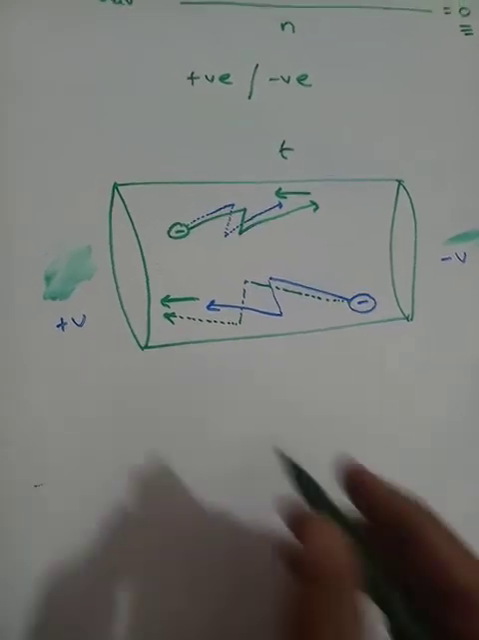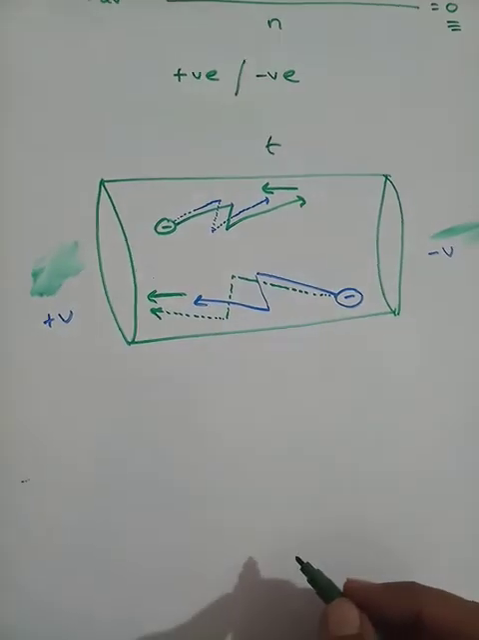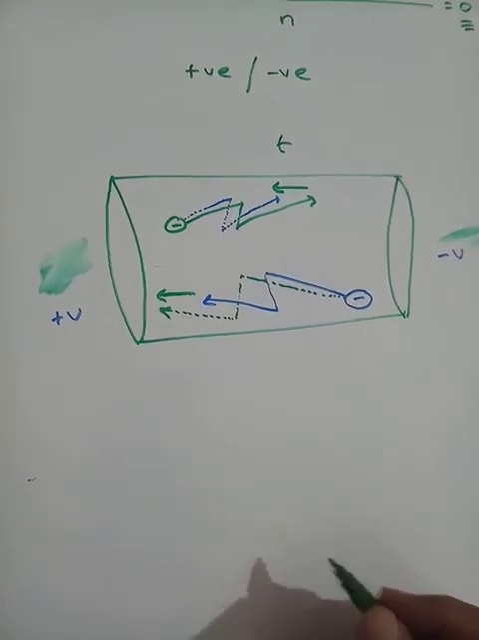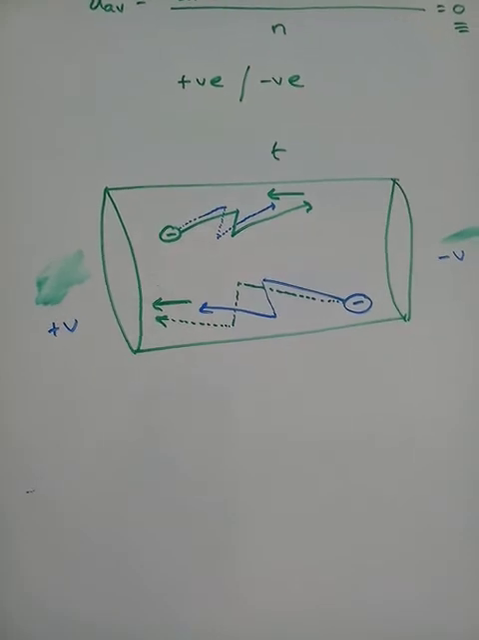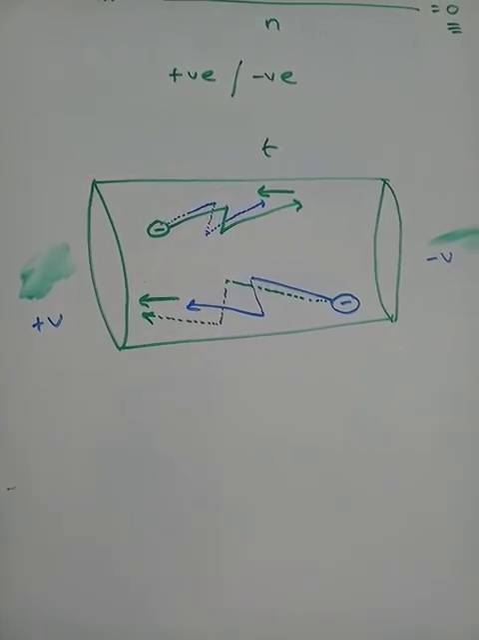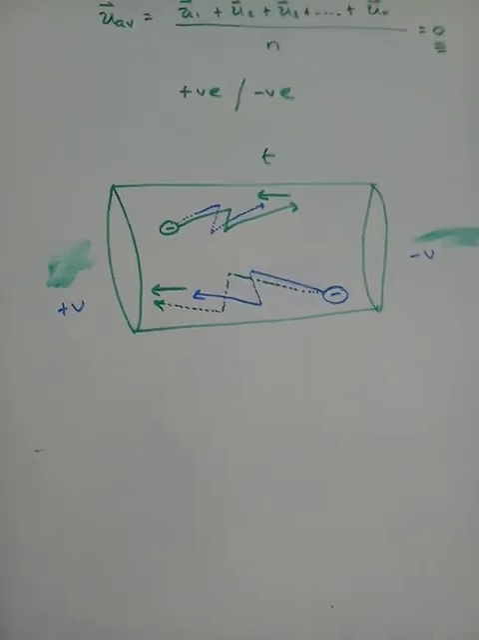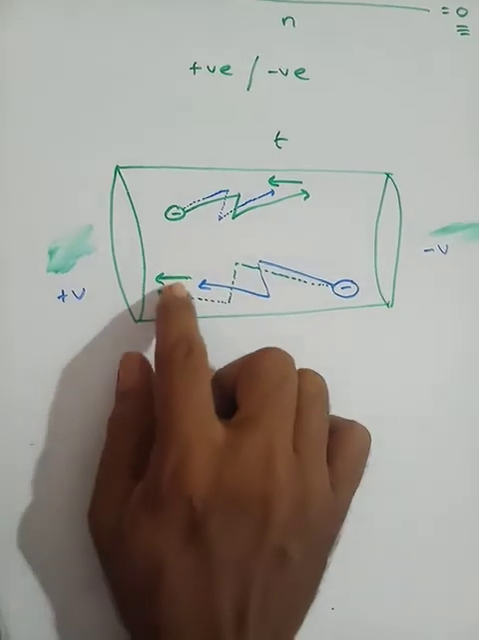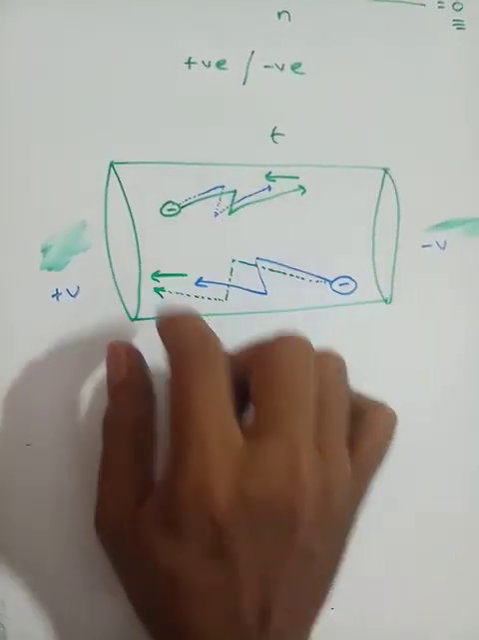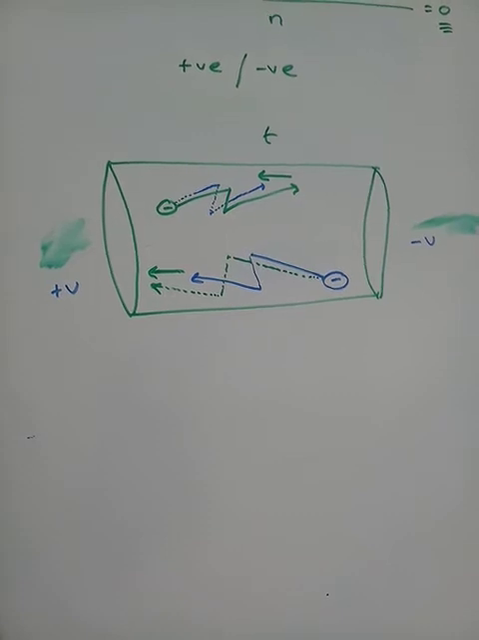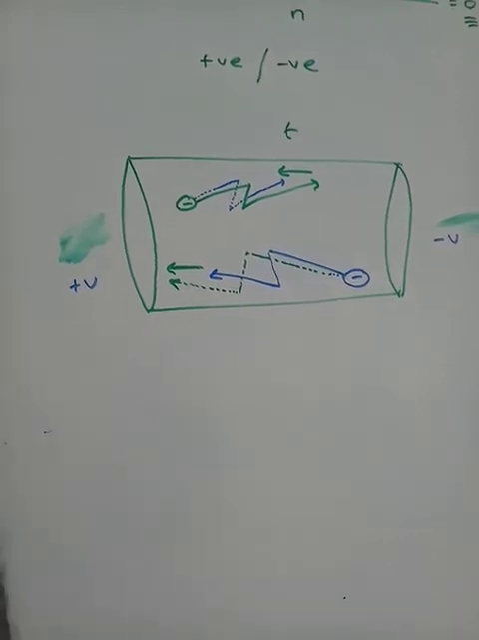Okay, now these very small displacements are the actual cause of electric current. We have been learning that motion of electron is current, but now you know it is not the motion of the electron which is responsible for electric current, but these small displacements of electrons that are actually responsible for electric current.